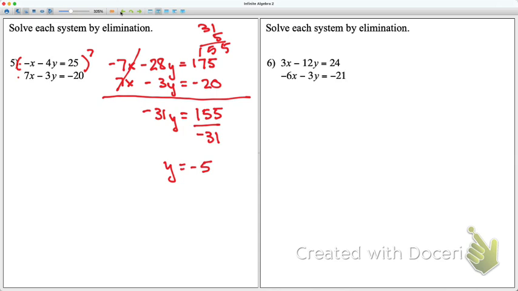So now plug it back in, either equation, but make sure you do it in the original one.